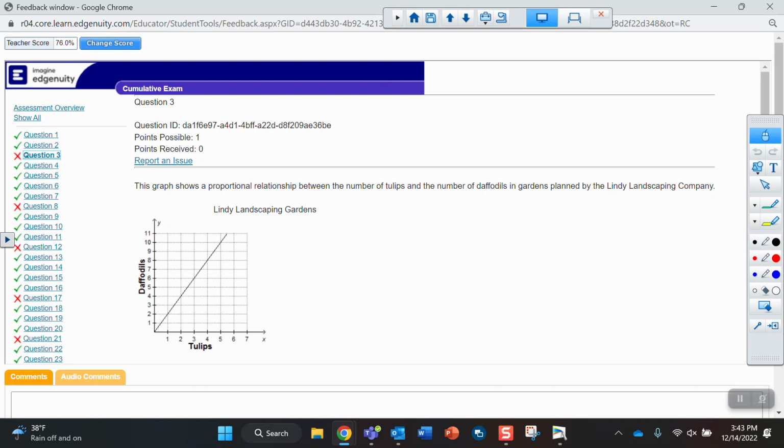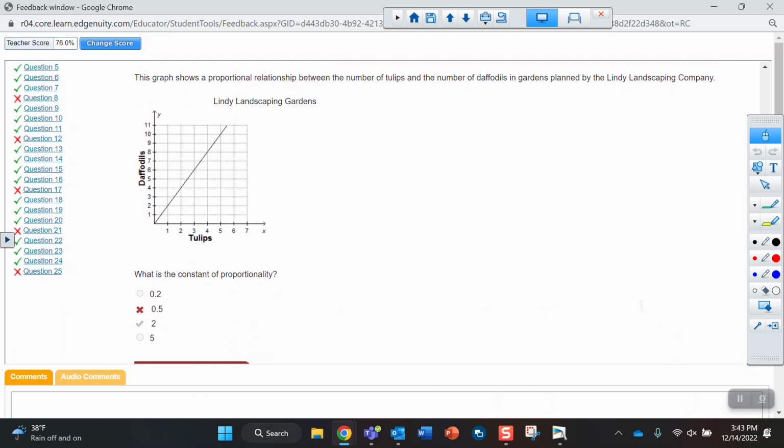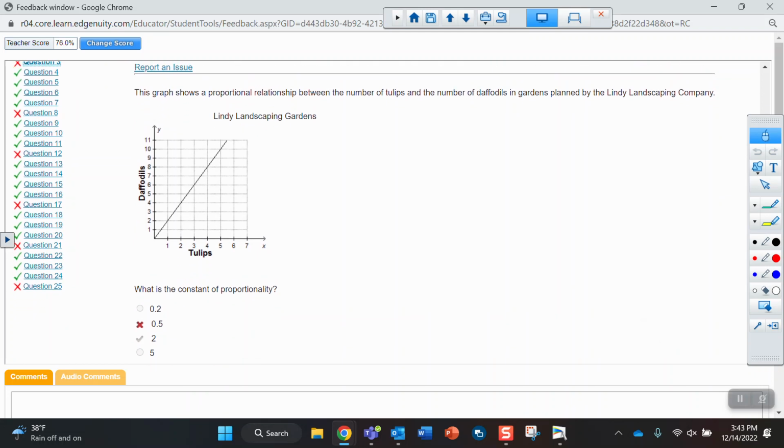It was question 3. It says this graph shows a proportional relationship between the number of tulips and the number of daffodils in gardens planned by the Lindy Landscaping Company. So then it asks, what is the constant of proportionality? So the constant of proportionality, remember, if you take any ordered pair from the graph, any x, y ordered pair, we do the y over the x.